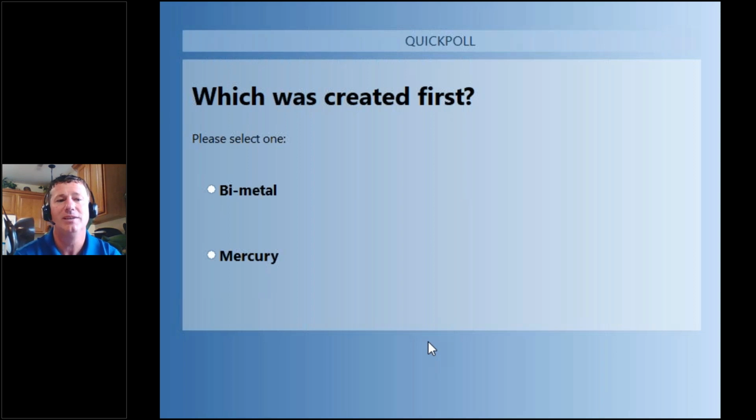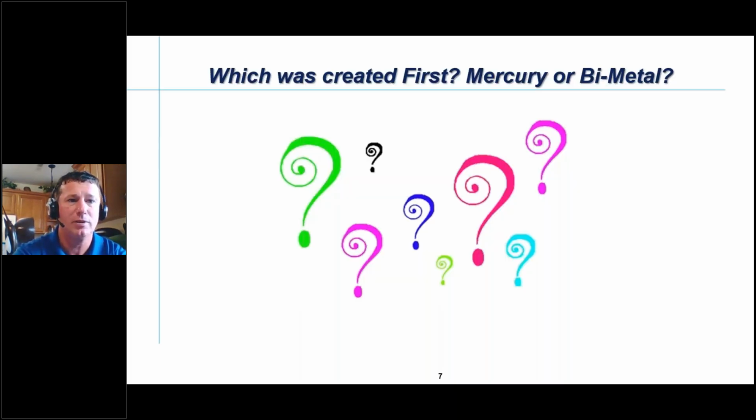It's kind of what I was anticipating on seeing. It's almost split right down the middle. 75% of the people online have voted, 50% say bimetal, and 50% say mercury. And in fact, it actually was mercury that was our first thermostat. And I was even surprised of how far back it went.